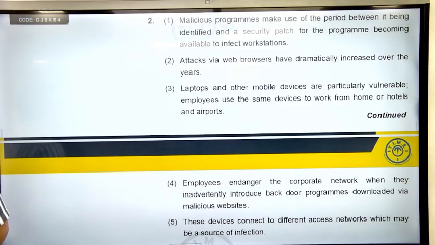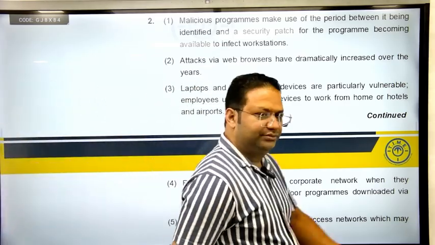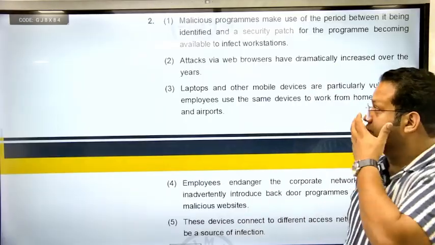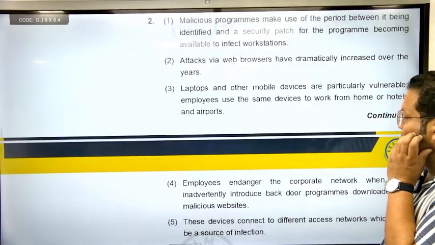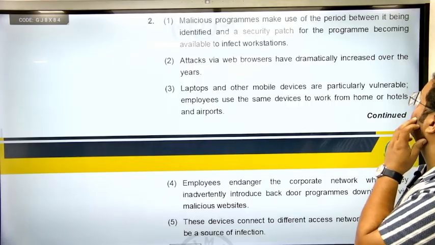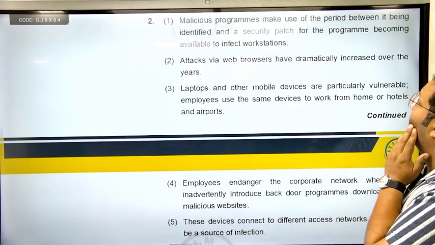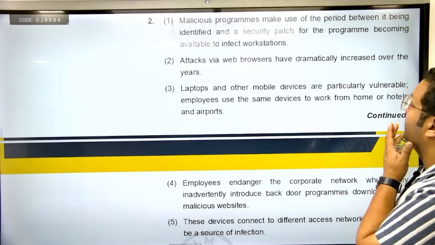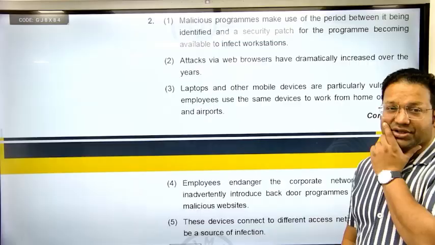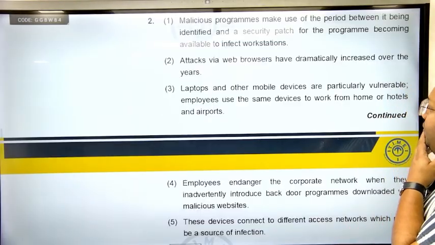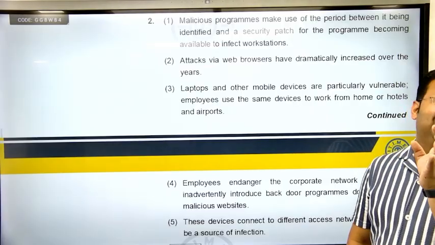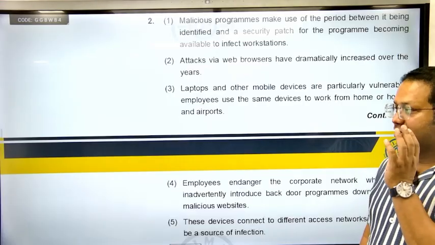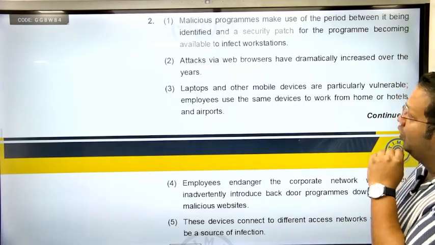Can we find the line that introduces the paragraph? The opening statement. Second. If you look at that, malicious programs make use of the period between it being identified and a security patch for the programs becoming available to infect workstations. And attacks via web browsers have dramatically increased over the years. So somewhere it sounds as if this should be the introduction, the opening statement, followed by what?